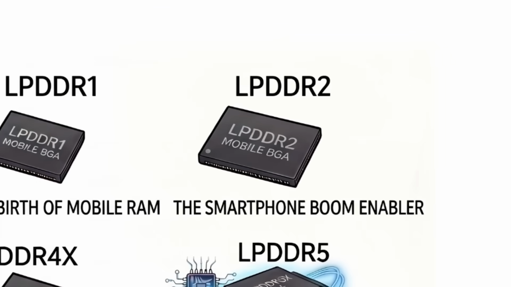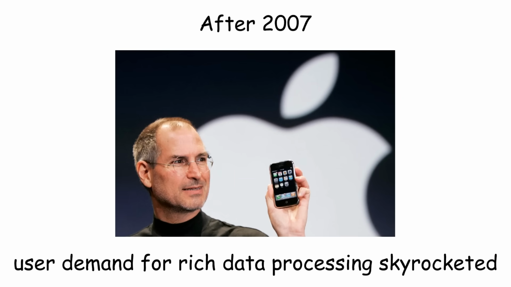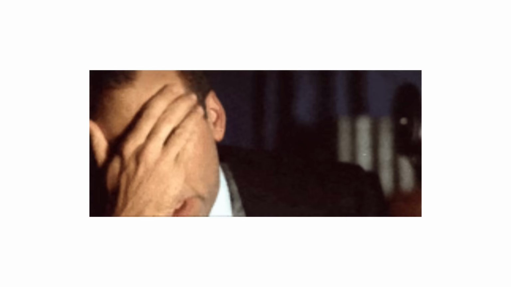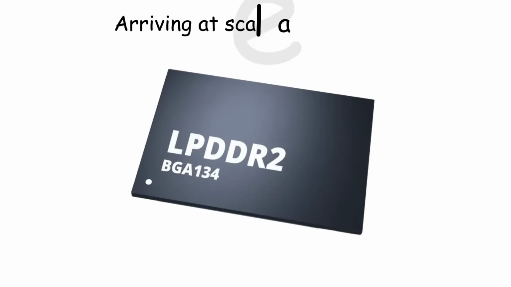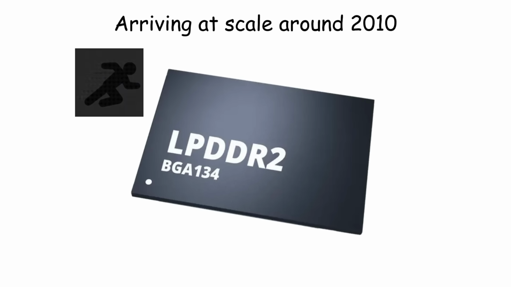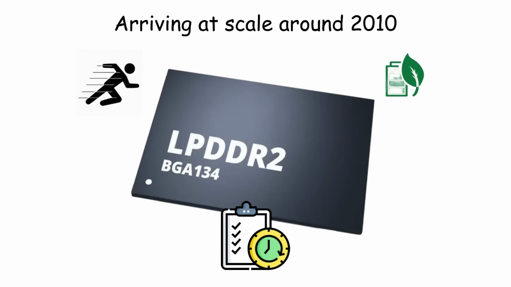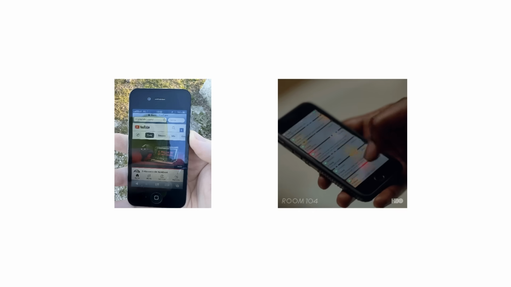Chapter 4. LPDDR2. When the touchscreen smartphone era exploded after 2007, user demand for rich data processing skyrocketed. The industry desperately needed a memory chip that could handle a massive wave of applications, touch interfaces, and background tasks. Enter LPDDR2. Arriving at scale around 2010, this generation was significantly faster, vastly more energy efficient, and capable of tasks older memory couldn't dream of handling, like loading complex web pages with high-res images and running smooth UI animations.